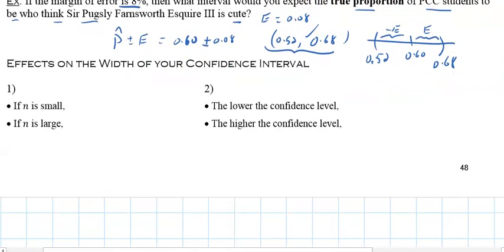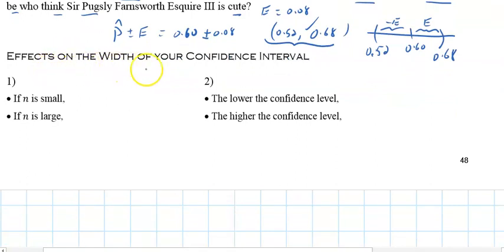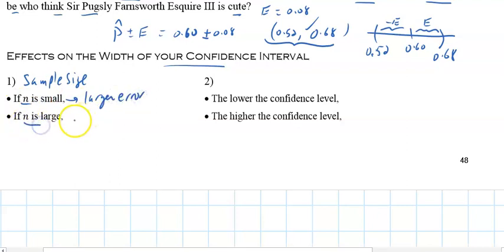So, effects on the width of the confidence interval. One, the sample size. That's a big deal. The smaller n is, the larger the error is. And the larger n is, the smaller the error is. Think about it. The more students you ask, the more closely you're going to get to the true value.